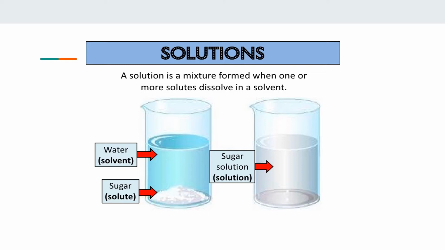So what is a solution? A solution is a mixture formed when one or more solutes dissolve in a solvent. Here, an example of sugar solution is displayed, where you can see in the first glass the water, which is the solvent, and the sugar, which is the solute, can be seen clearly, but when it's mixed together there is a clear sugar solution on the right side.